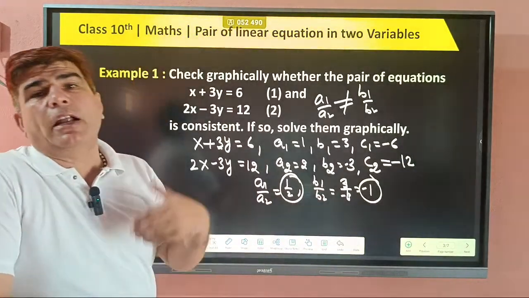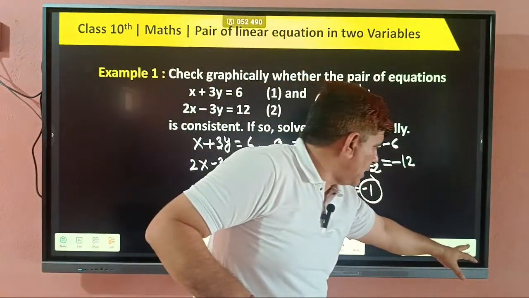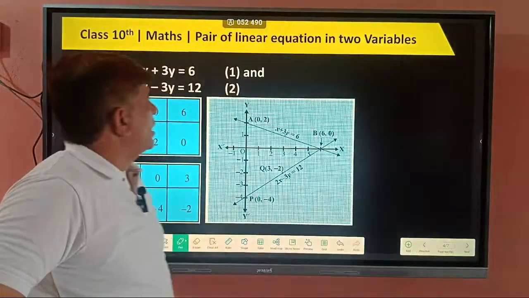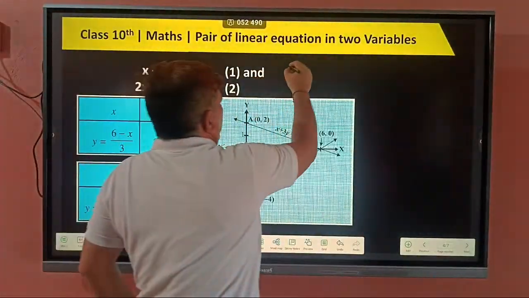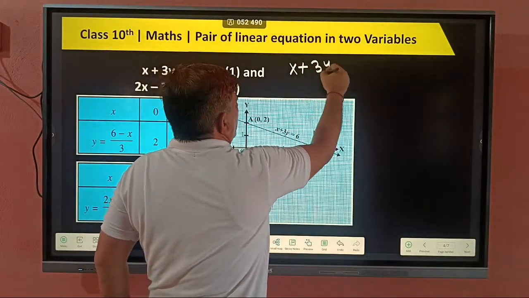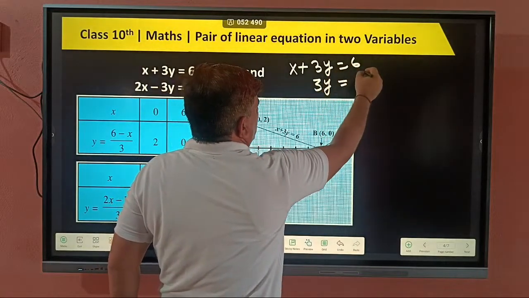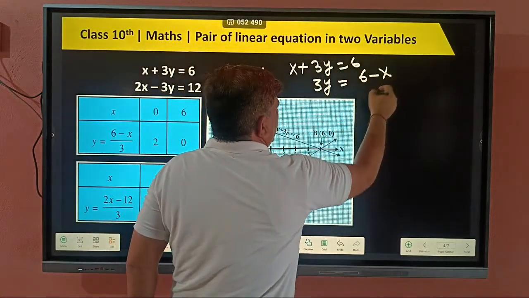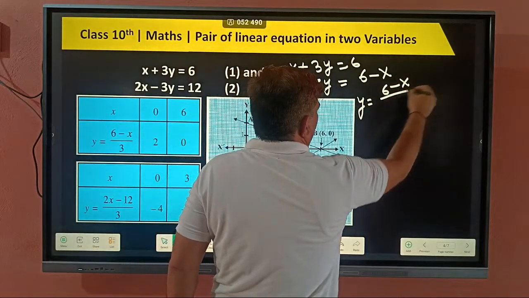But you have to tell graphically. You have to draw the graph of it. So how can we draw the graph? We take the first equation, x plus 3y equal to 6. So 3y equals 6 minus x, and then y is 6 minus x by 3.